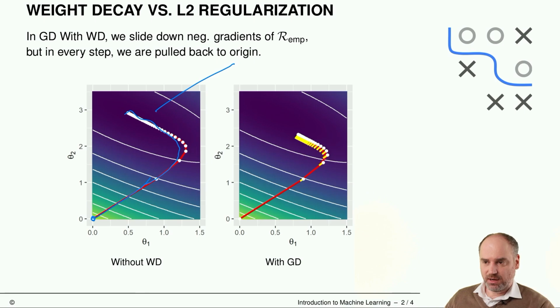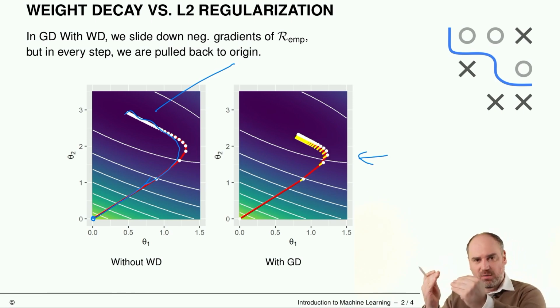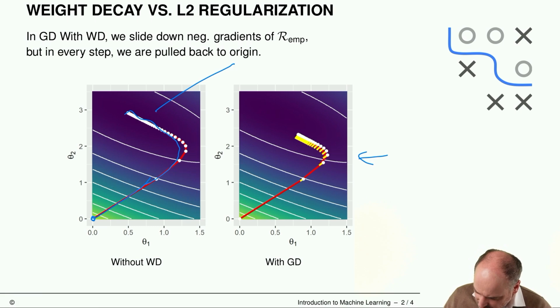And on the left-hand side, this is without weight decay. And on the right-hand side, you can see what happens under weight decay. So in each step, I'm getting pulled back a little bit to the origin. So it takes me longer to arrive at the optimum. And if I early stop that, I will be located much further away from the optimum.